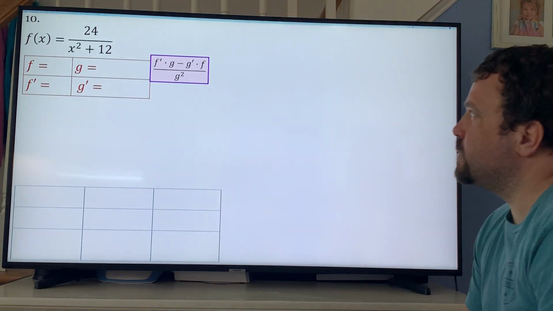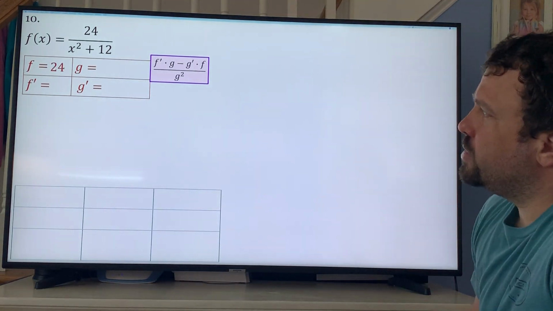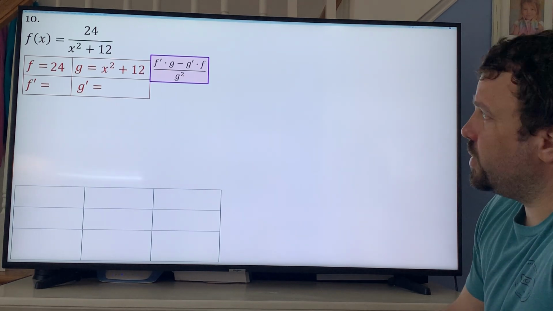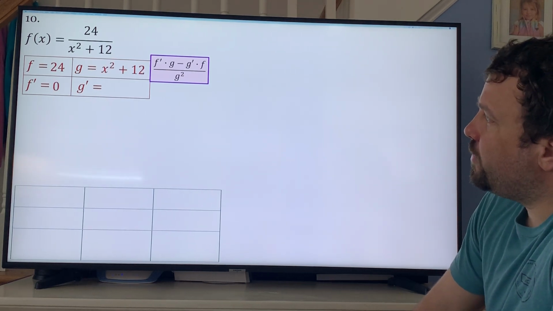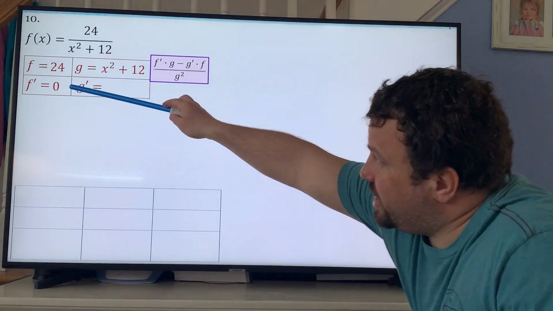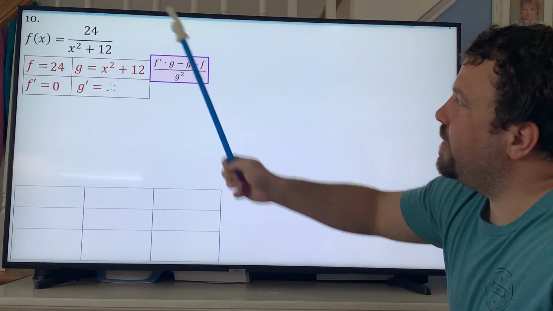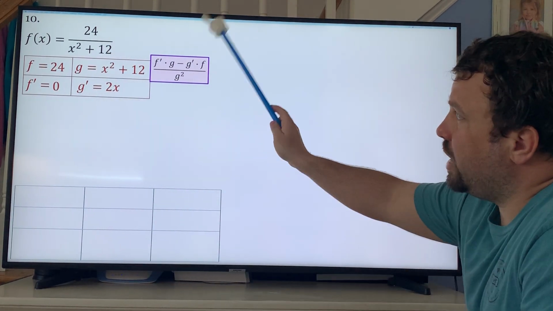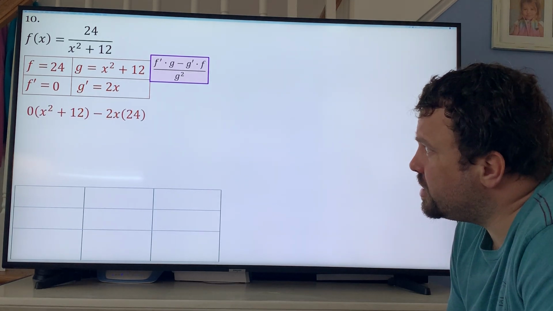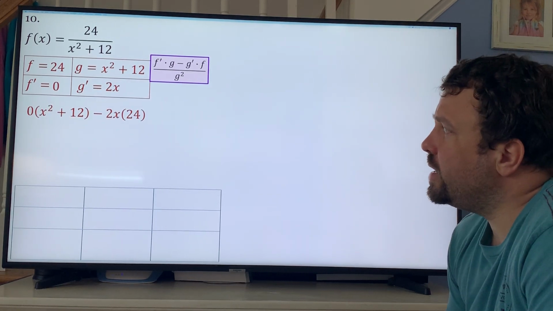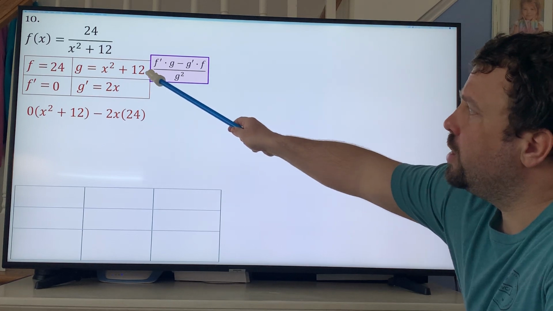All right, let's go over this problem. f, the numerator, is 24. g is x squared plus 12. f prime is 0, since the derivative of 24 is 0. Ooh, can't bend that far. And g prime is 2x. So type it into your equation: 0 times x squared plus 12, minus 2x times 24, over g squared.